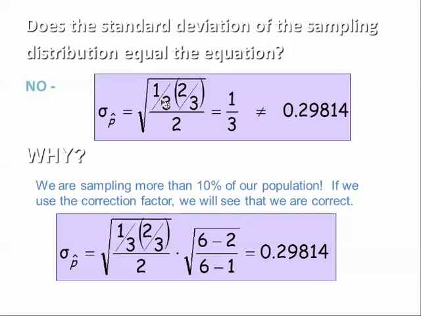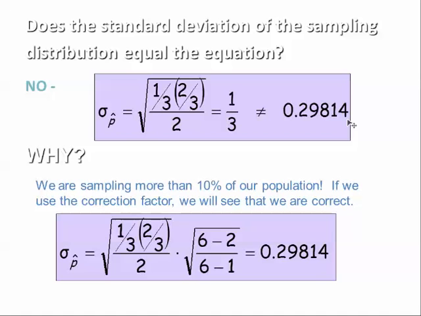If we take 1/3 times 2/3, that's 1 minus p, and we multiply those together, you're going to get 2 over 9 divided by 2. That's going to be equal to 1 over 9, and you take the square root of it, and you get 1/3. Is 1/3 equal to this 0.29814 like we calculated?